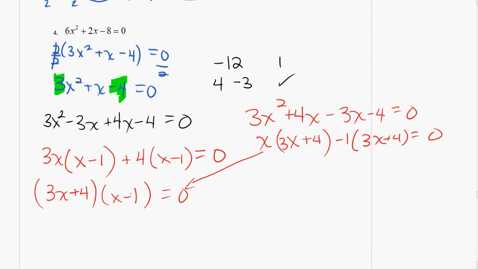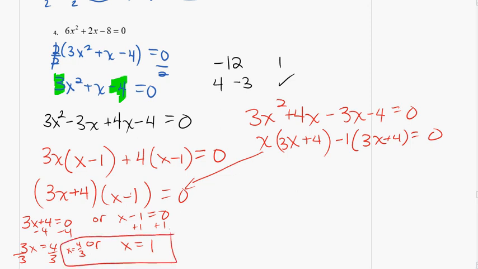So now 3x plus 4 must equal 0, or x minus 1 equals 0. So in this case, x is 1. Or, if I subtract 4 from both sides, I get 3x equals 4. Divide both sides by 3. x equals 4/3, or x equals 1. And that is the solution.